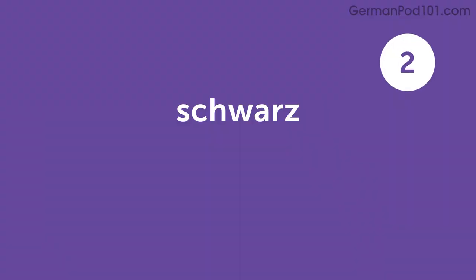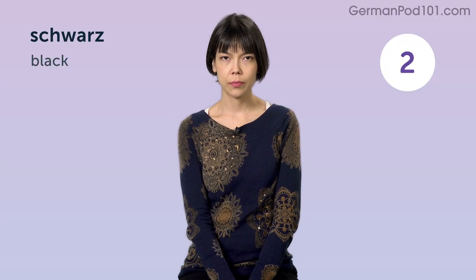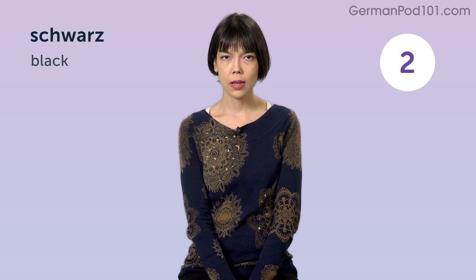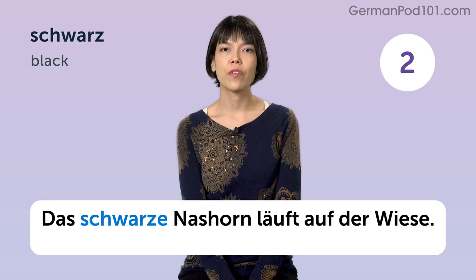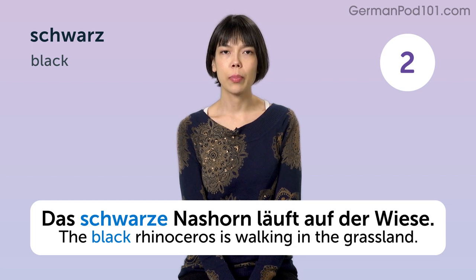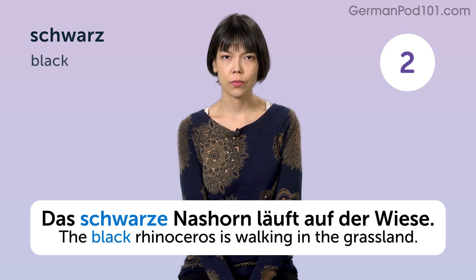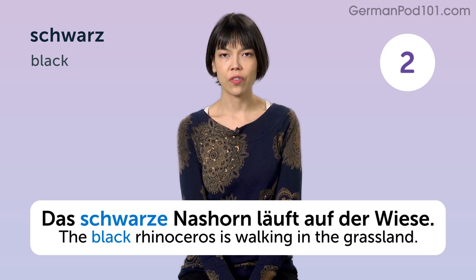Schwarz. Black. Das schwarze Nashorn läuft auf der Wiese. The black rhinoceros is walking in the grassland.